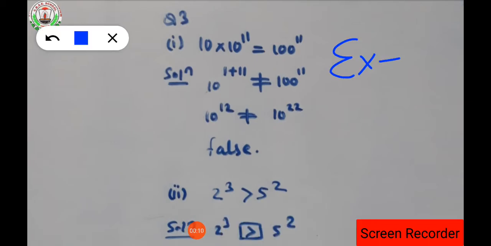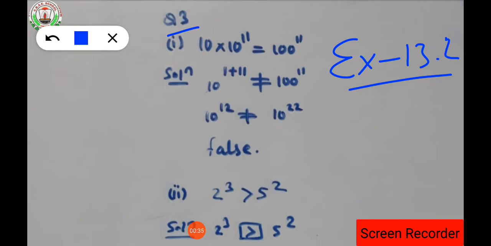This one is exercise 13.2, question number 3. Okay, in the previous video we had already completed exercise 13.1 and 13.2, question number 1 and 2. So here we are going to deal with question number 3, 4 and 5 of exercise 13.2 from chapter 13, exponents and power.